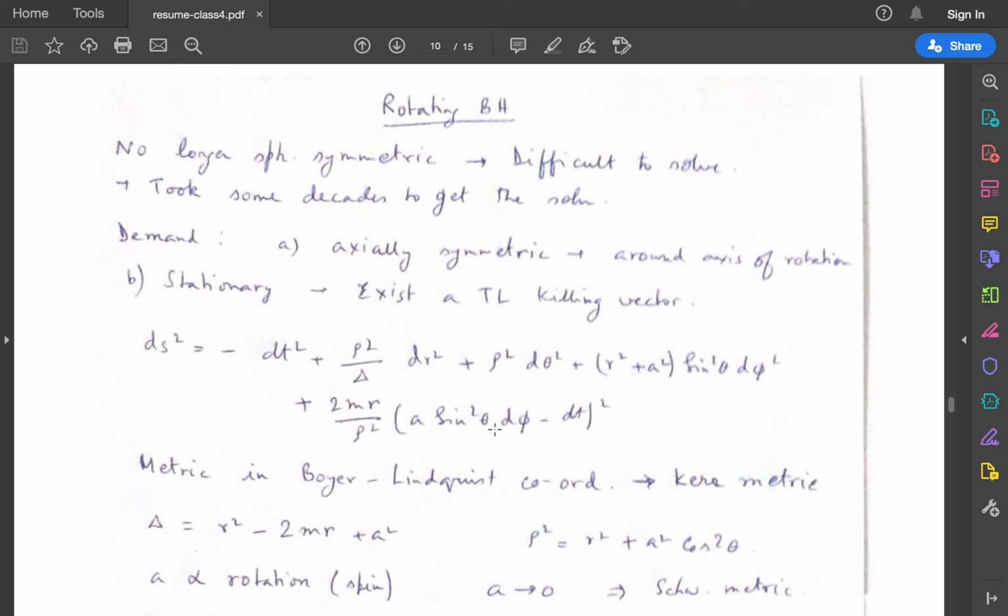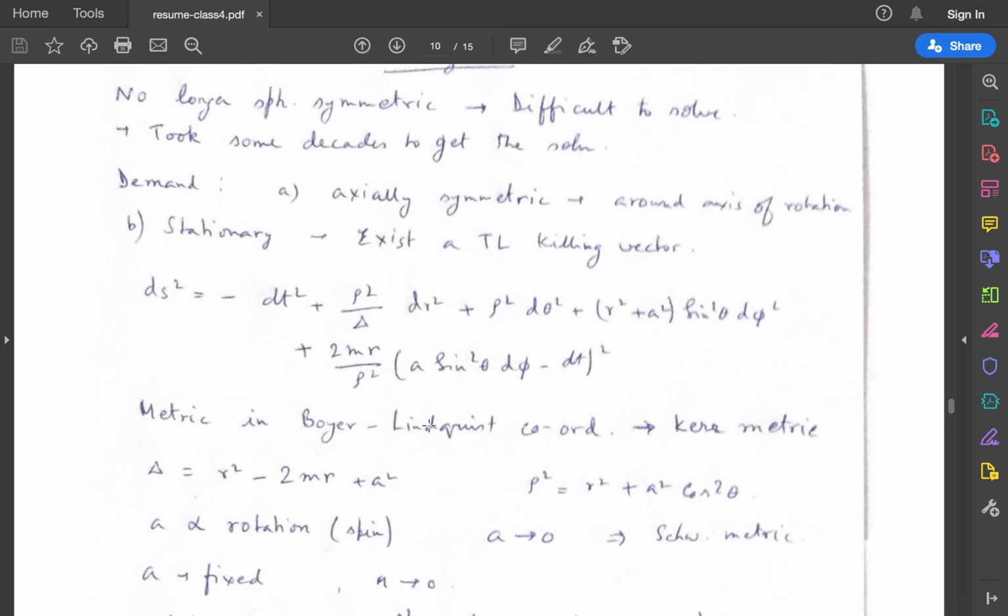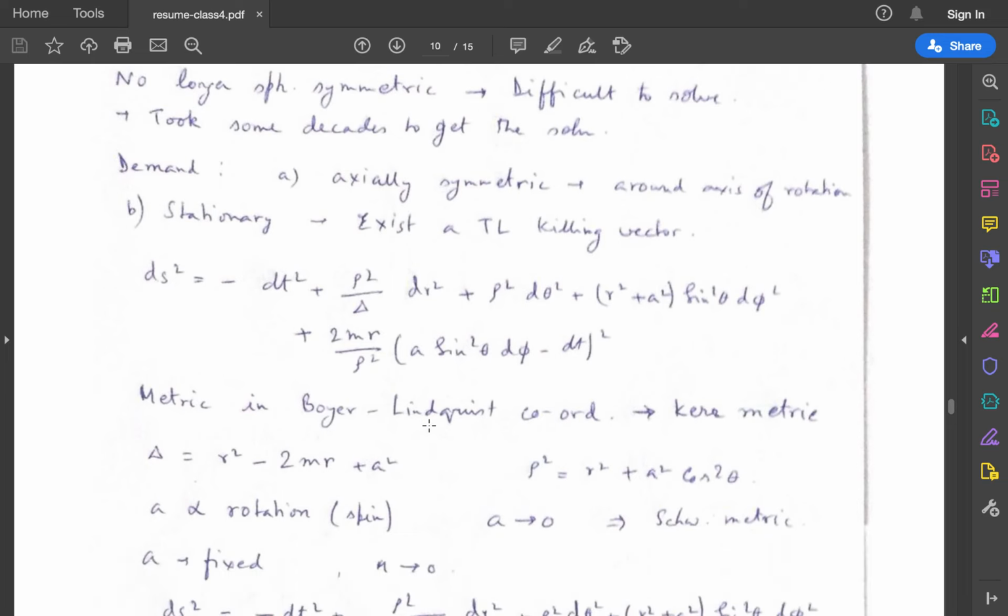For every axially symmetric rotating thing, this cross term of phi and t is a new thing, and it will always come for any rotating solution. Remember that any axially symmetric rotating solution will have this cross term of phi and t. So many new things have crept into this metric, and we should look into them one by one. One is this cross term that I'm talking about, which will always be there.